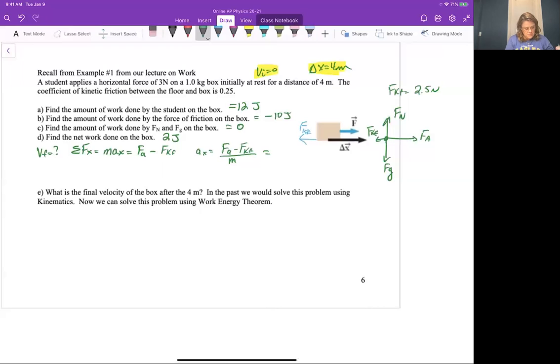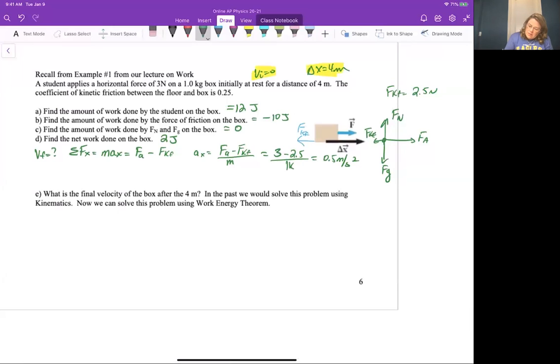And that would equal, with all my numbers plugged in, find it. Where'd it go? Never mind. Oh, there it is. There we go, I found it.